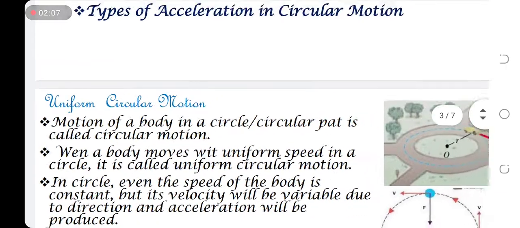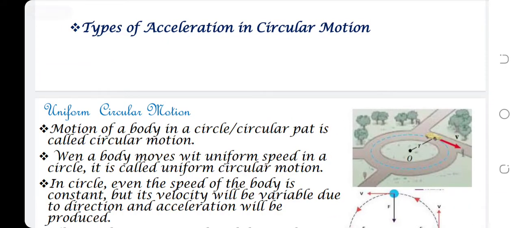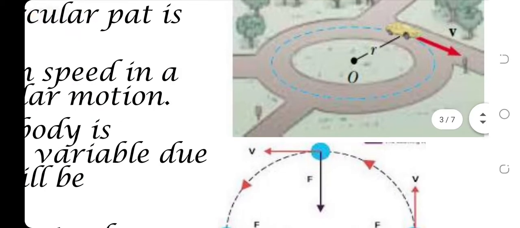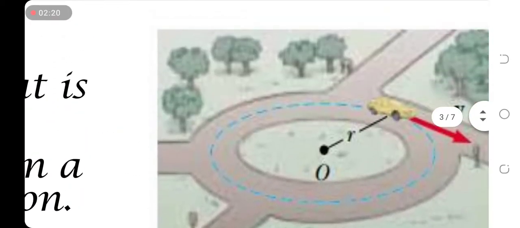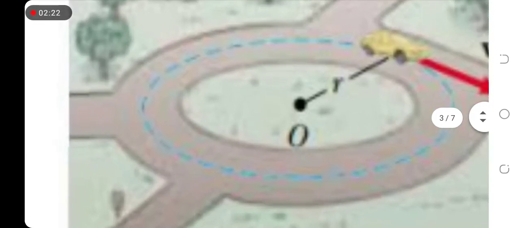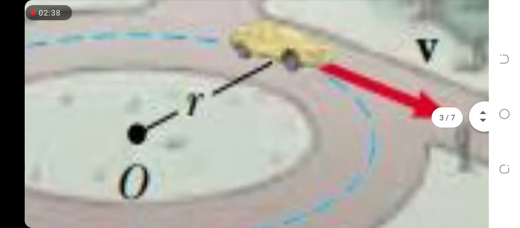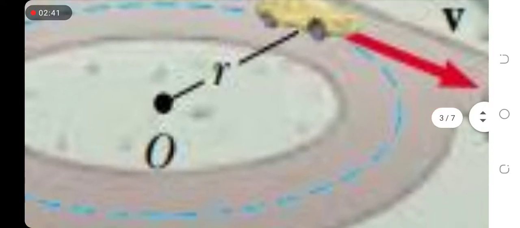First of all, the circular motion. Take the view of a circular motion. We can see easily a circle dotted by blue line. A car is moving. The red line shows the tangential velocity. O is the center and R is its radius.